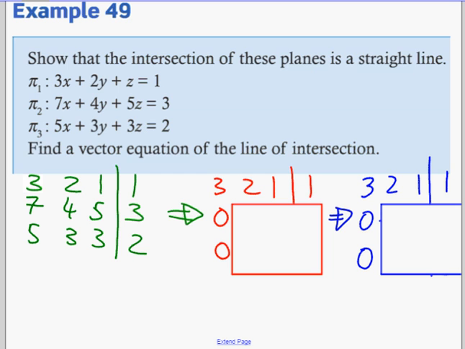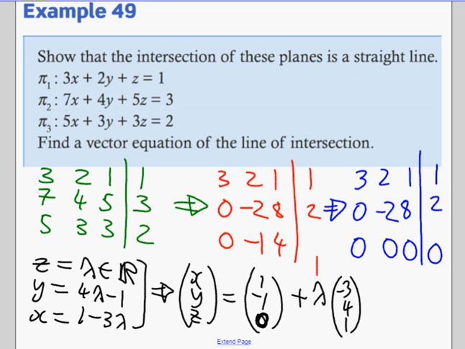Okay, so let's have a look at this example. Show that the intersection of these planes is a straight line. Well, we have to try and solve the system. So pause the video, see if you can fill in the boxes. Pause the video. There's the answer.